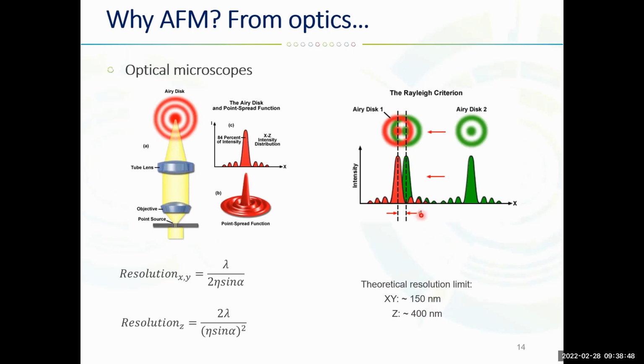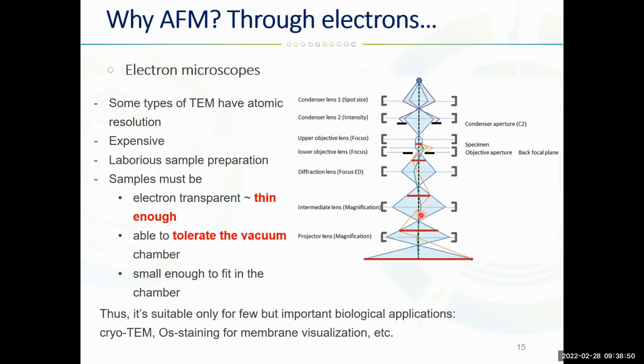So another type of microscopy that you probably know is electron microscopy. This is a schematic of an electron microscope, and the electron beam is shown here as a dashed line.